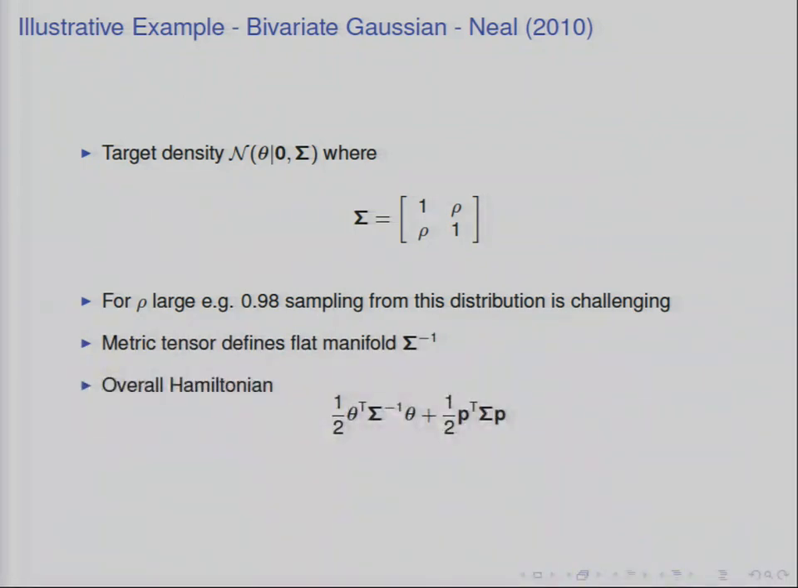And therefore, the overall negative log of the joint distribution, the Hamiltonian, now turns out to be this. So the only difference here is that in the standard Hamiltonian Monte Carlo, you would just have P transpose P. And now what you've got here is P transpose sigma P, where sigma, of course, is the metric tensor. And for this particular model, you can see that the metric tensor is not position specific. It's global.